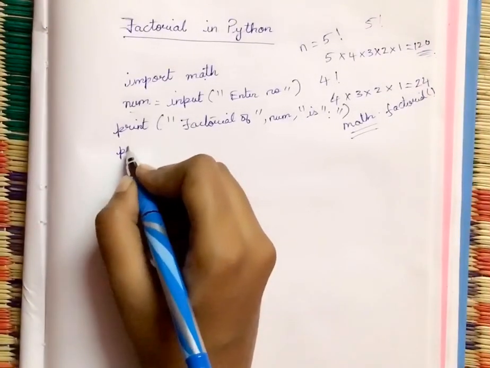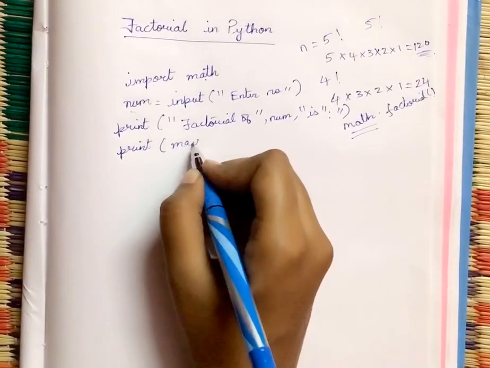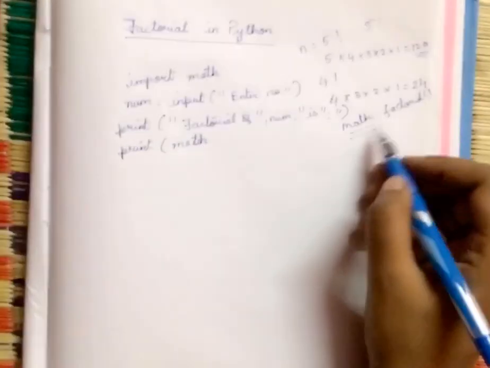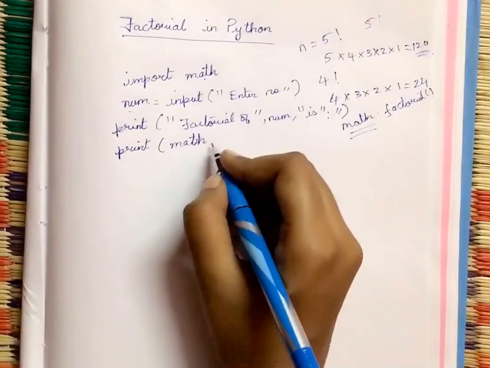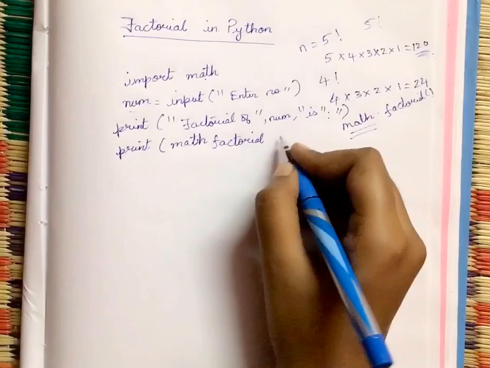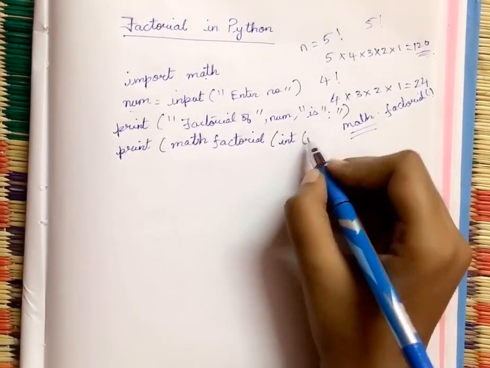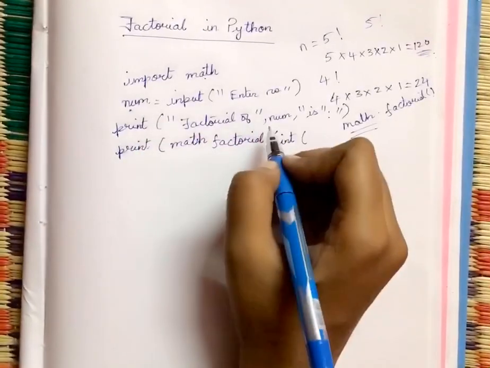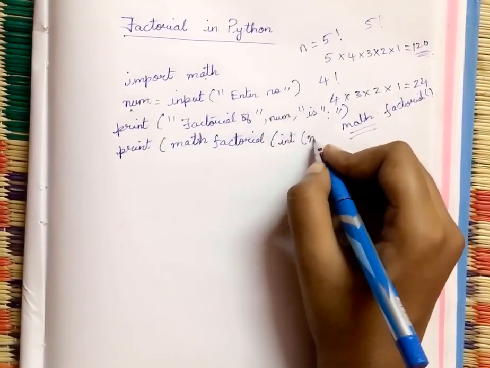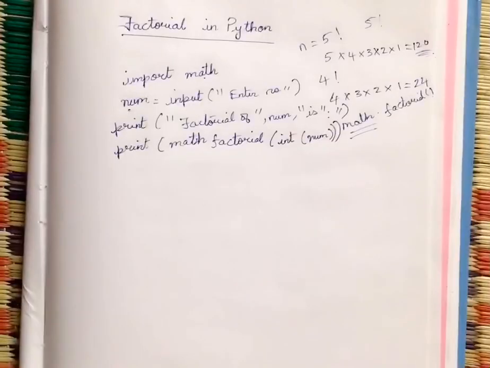In the next line we have to write print math dot. We are calling this function I said, math dot factorial, to get that number. Inside the parameters we have to write int because it is a number, and we are getting the number from the user. That number I am writing inside this. So this is the simplest way to write the factorial program.